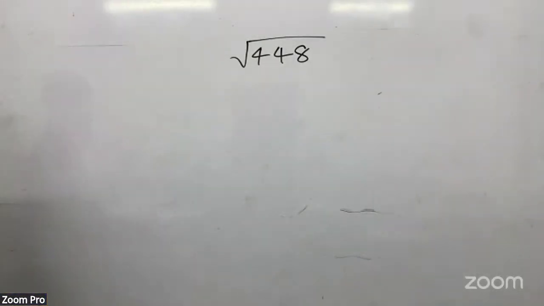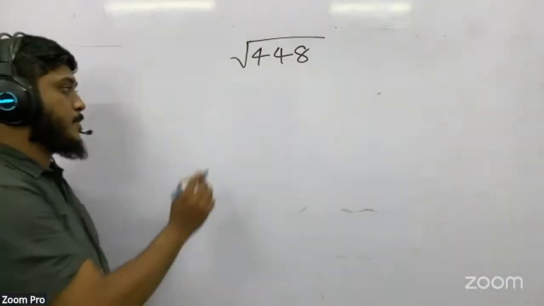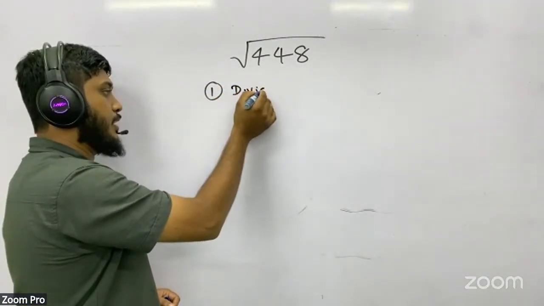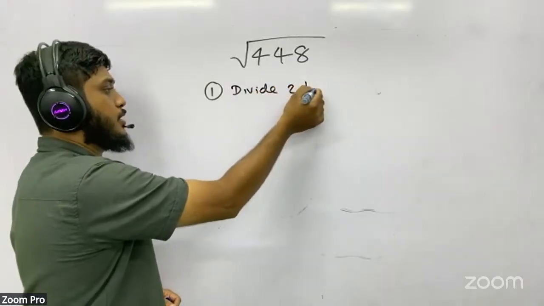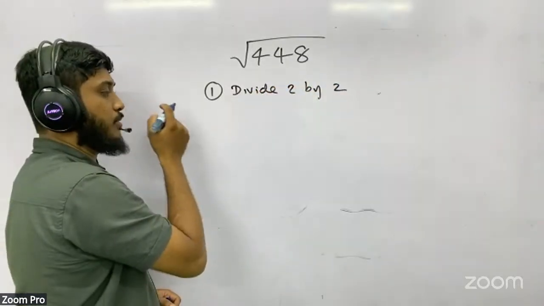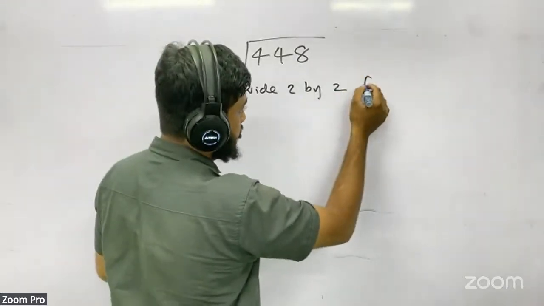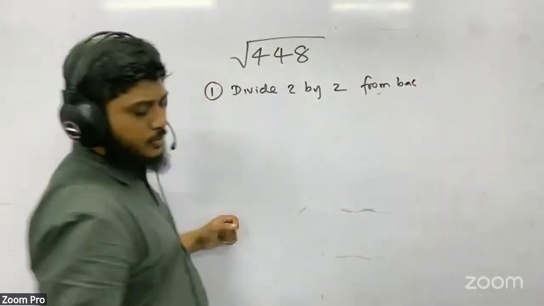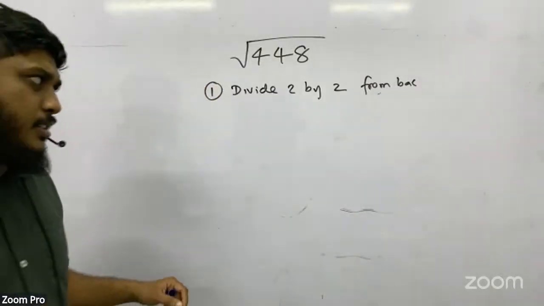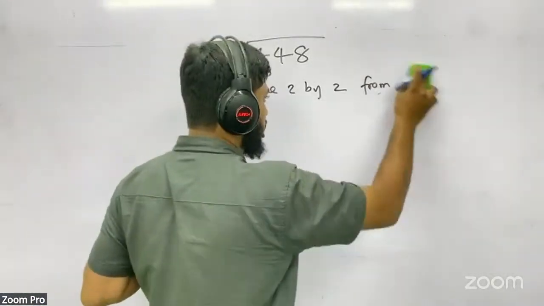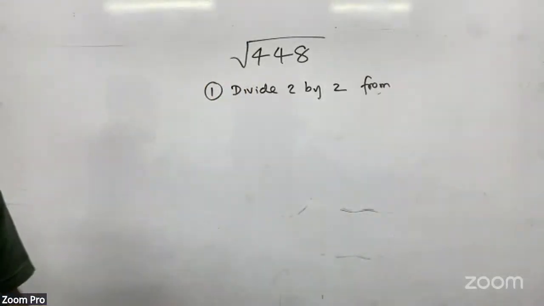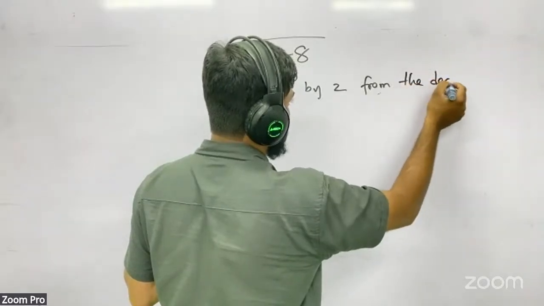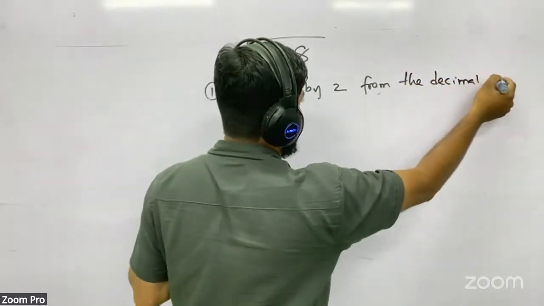Okay, in square root division, step one is, divide 2 by 2. Okay, 2 by 2 from backward. Okay, from the decimal point I will write. From the decimal point, divide 2 by 2 from the decimal point. Okay, that is the first step.